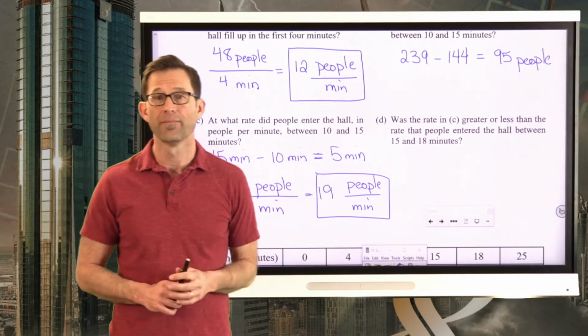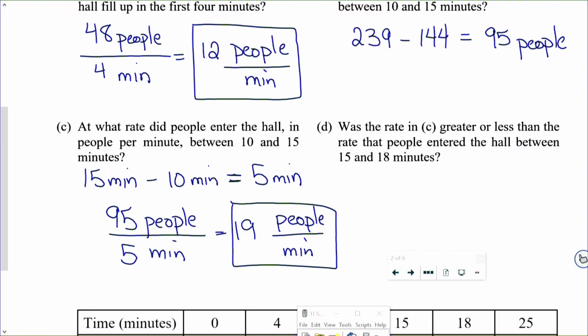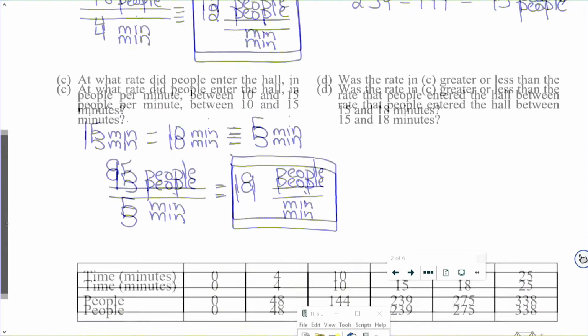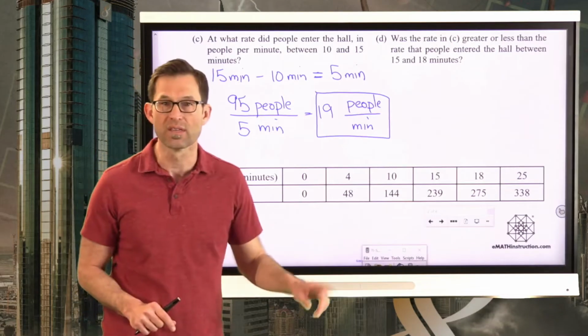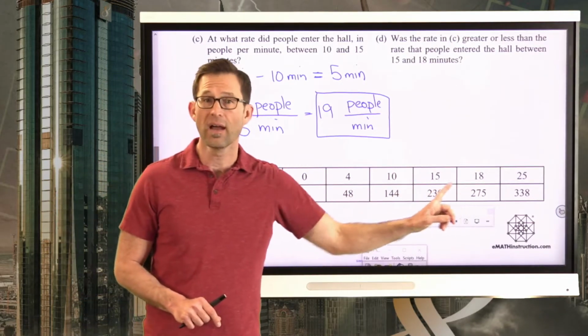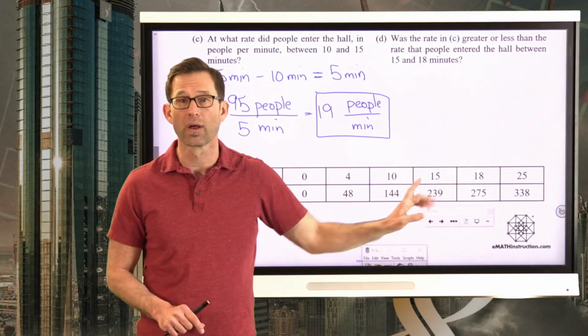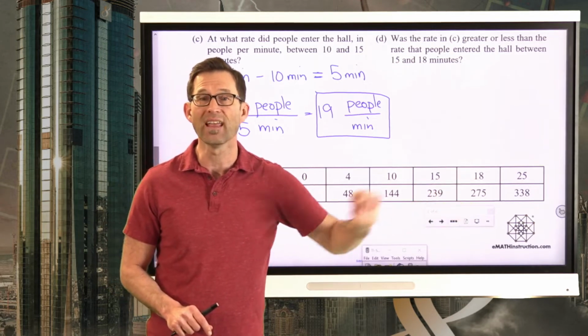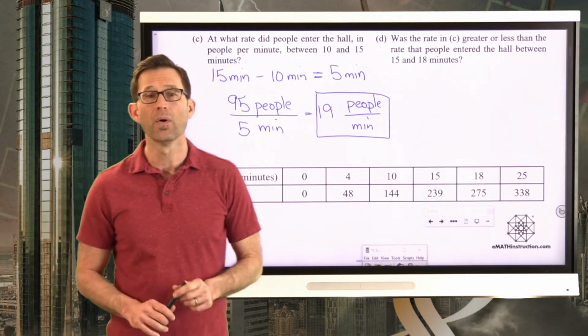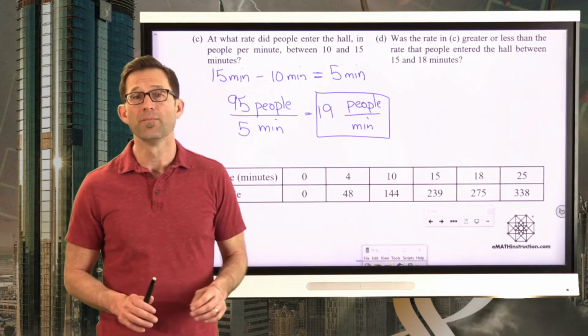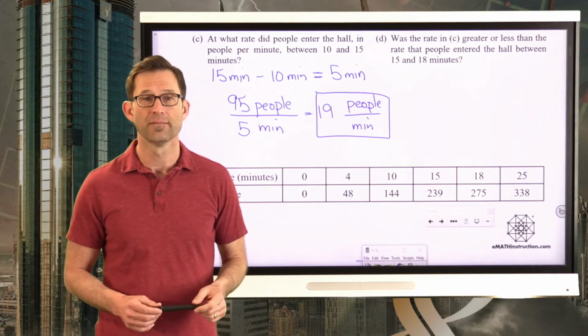Finally, letter D. Was the rate in C greater or less than the rate that people entered the hall between 15 and 18 minutes? All right, so now, bring this up so that we can see the table down here. Now you've got to figure out how fast they were coming in from 15 to 18 minutes. Pause the video, see what you have there as a rate, and then compare it to what you had in C.